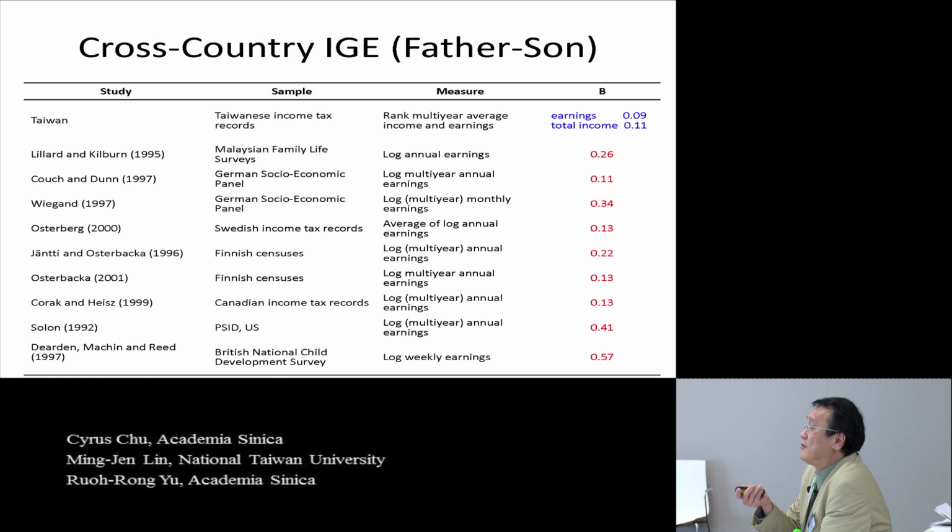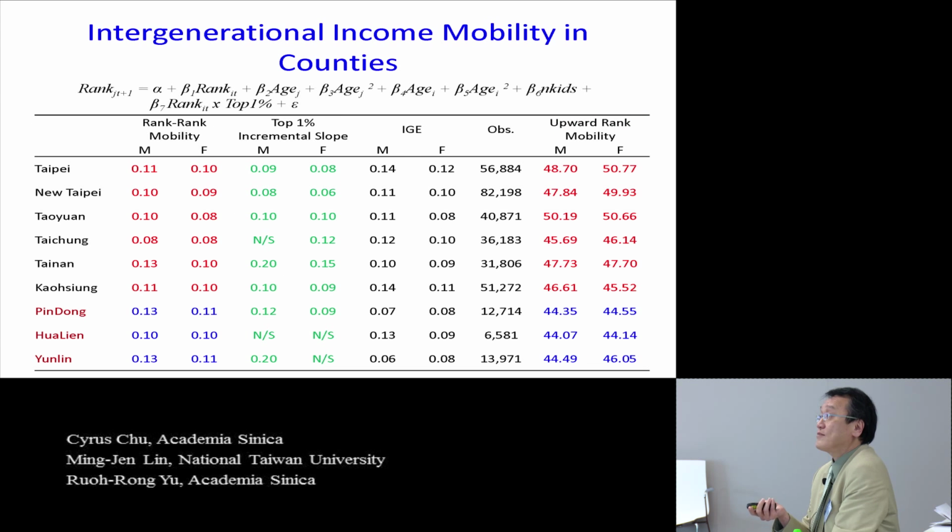this is very low, but not if you look at the data from here. Here's an intergenerational comparison of IGE. German data is pretty low. The highest is this one, British data. The US data is about 0.4, okay? We will explain why Taiwan is low later. The father-son scenario is the same, except that this is individual data. So Taiwan is low for some reason.